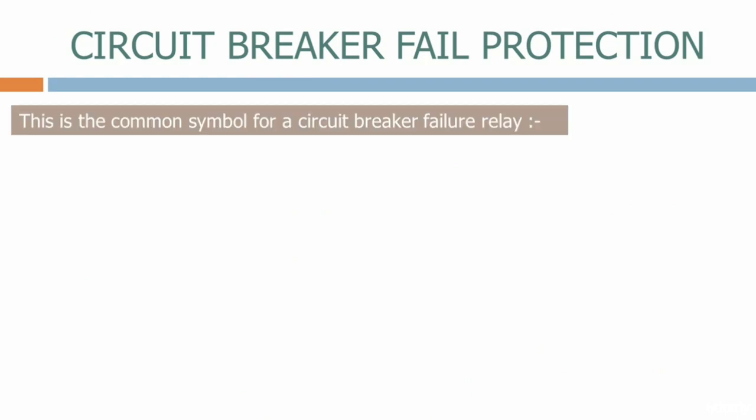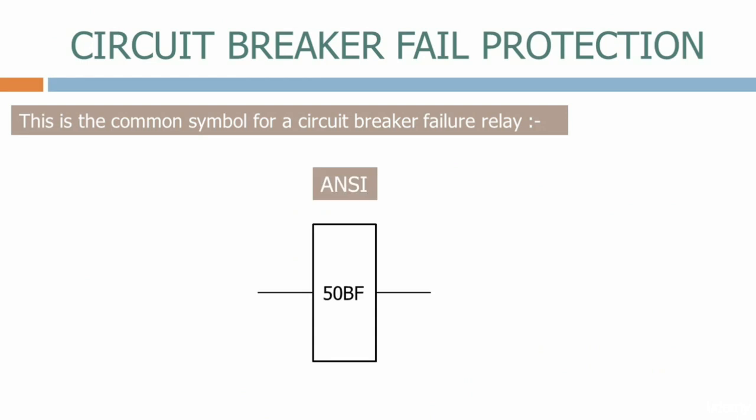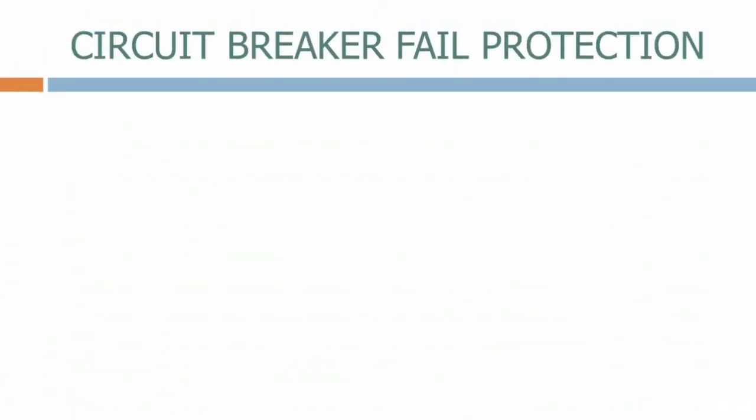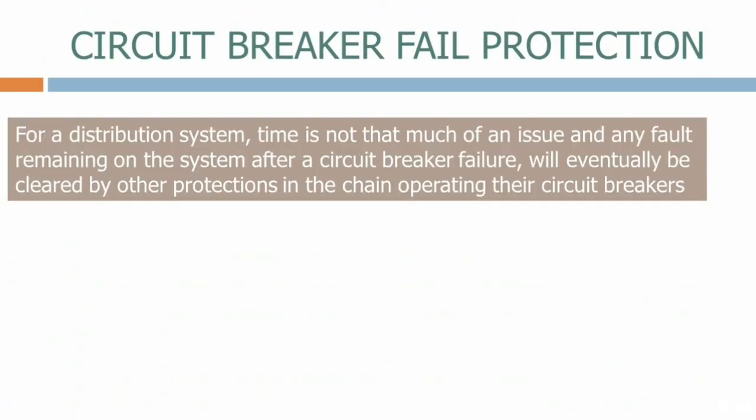This is the common symbol for a circuit breaker failure relay. For a distribution system, time is not that much of an issue, and any fault remaining on the system after the circuit breaker failure will eventually be cleared by other protections in the chain, operating their circuit breakers.